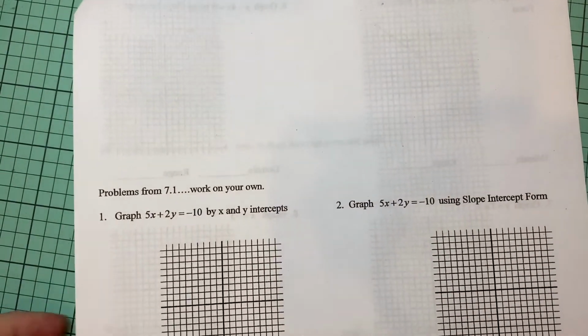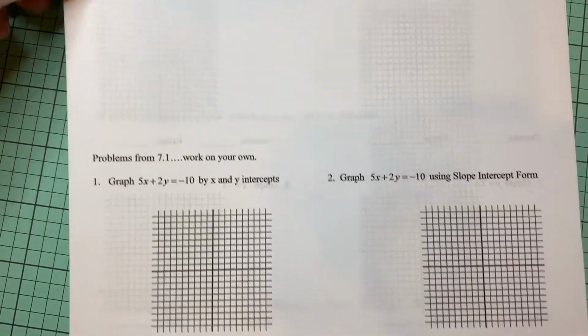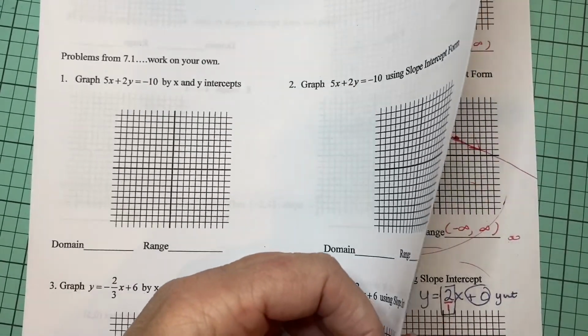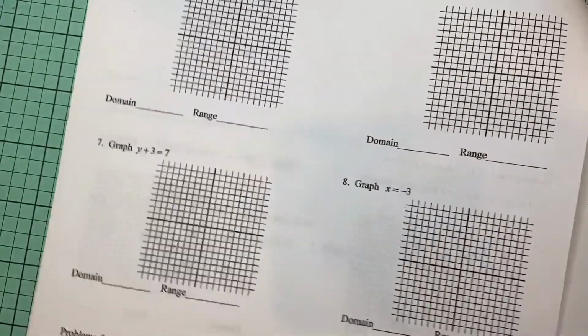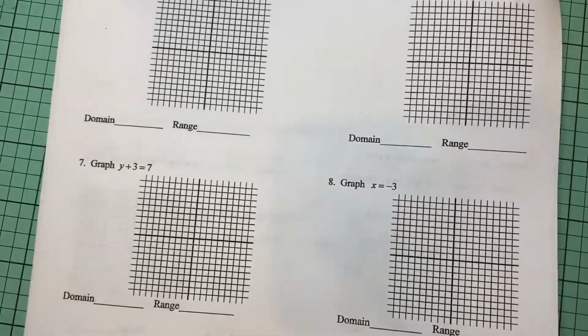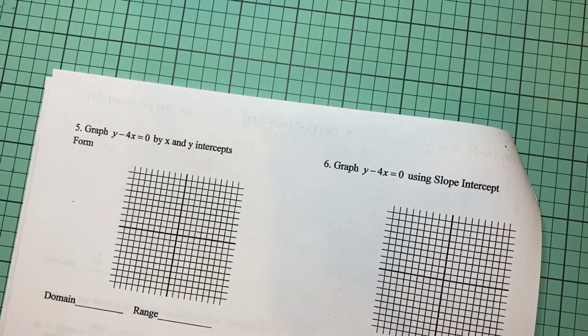But flip over in this note sheet to the next page, and you see it says problems from 7.1, work on your own. So your practice problems for tonight are 1 through 8. So today's practice problems are just 1 through 8, and that's practicing graphing the graphs two different ways. And so they should come out the same graph, and that'll let you know if you know how to do them correctly both ways. So practice problems for 7.1 is 1 through 8.